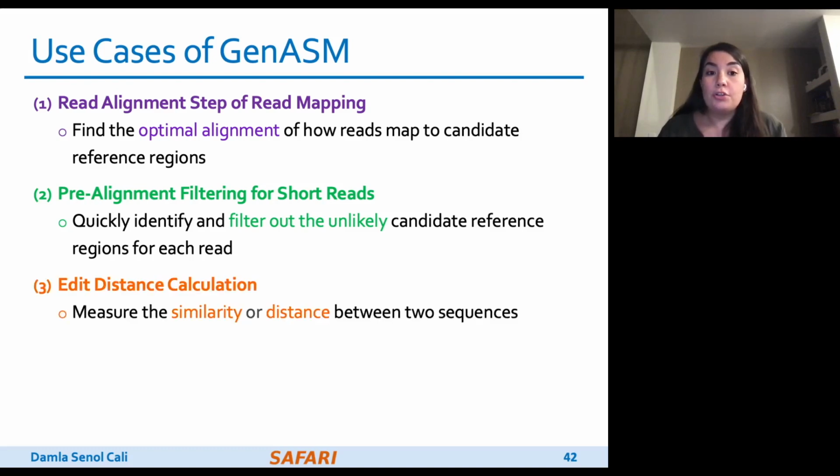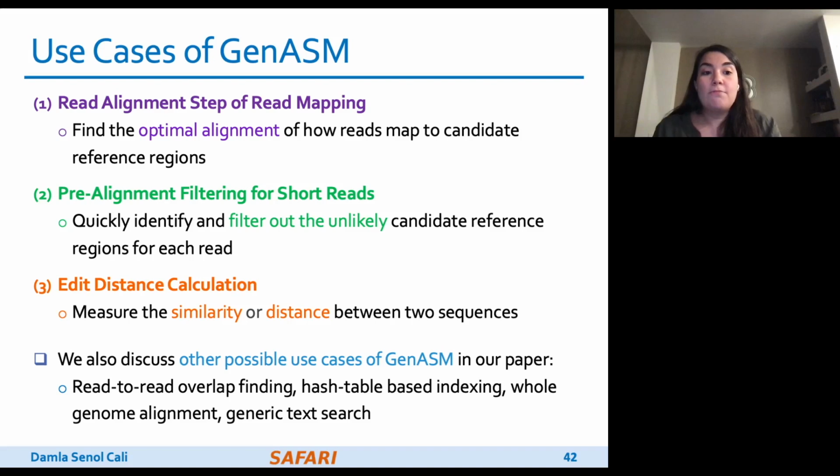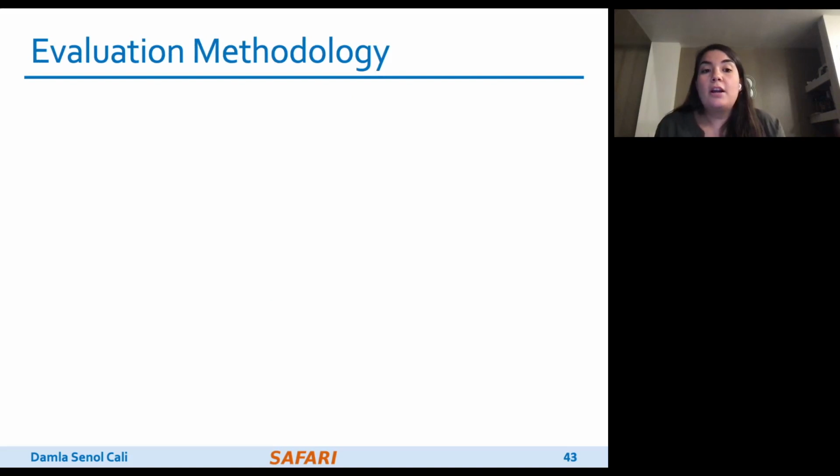And also third, edit distance calculation between any 2 arbitrary length sequences, and this is one of the fundamental operations in genomics that measures the similarity or distance between 2 sequences. And we believe that the GenASM framework can be useful for many other use cases, and we discuss some of them briefly in our paper, including generic text search, for example. So let's look at our evaluation of the GenASM design and framework.